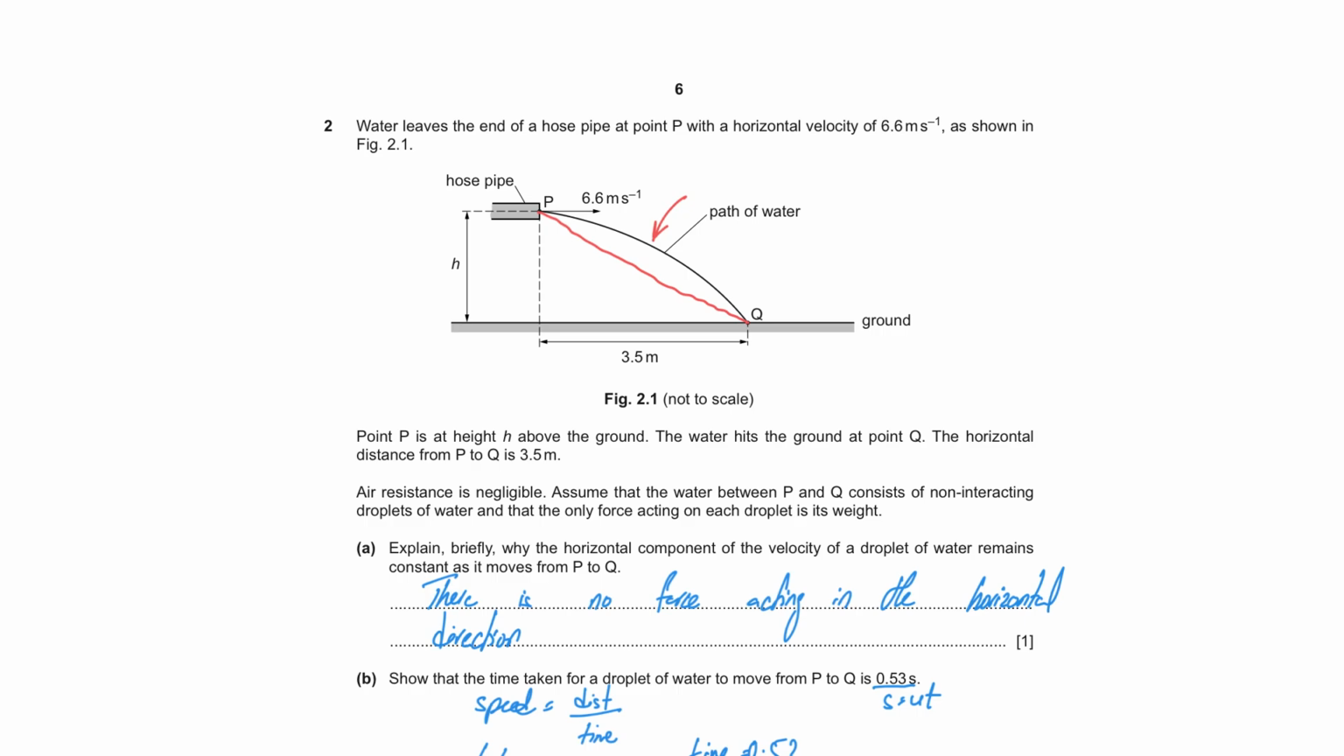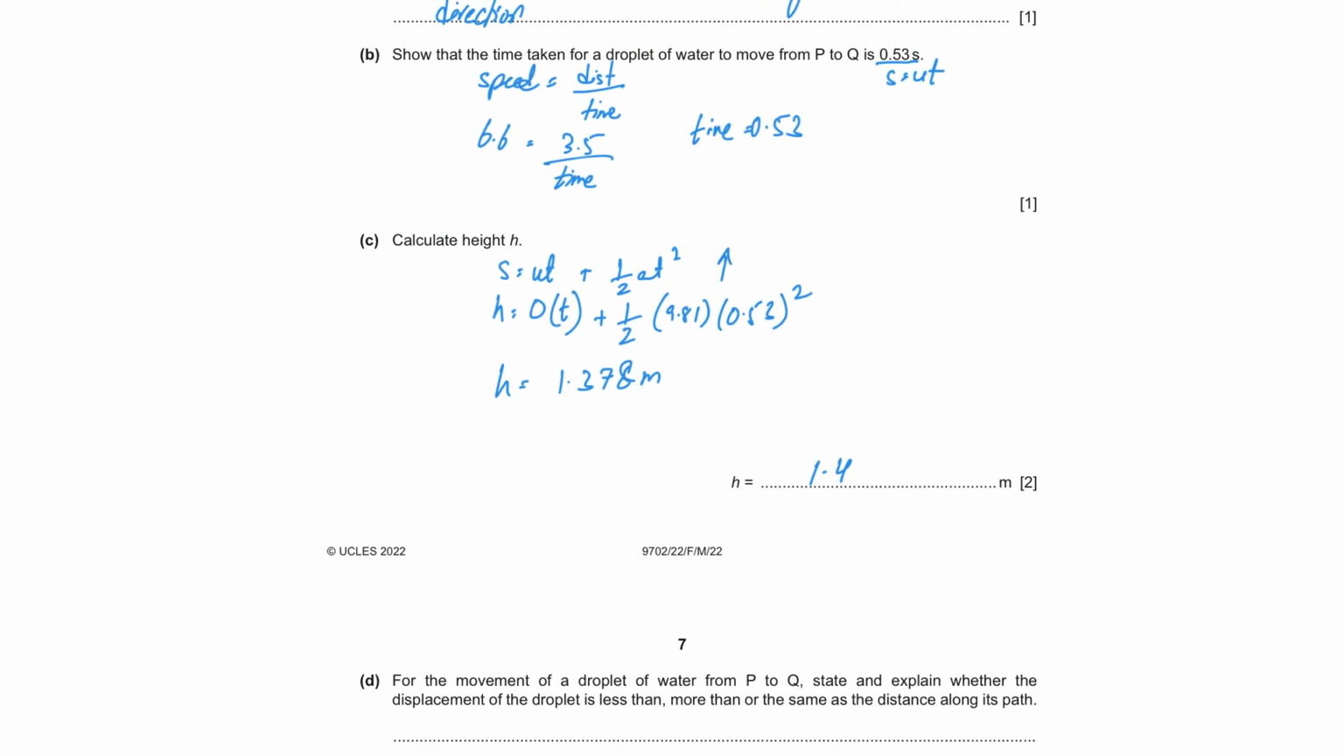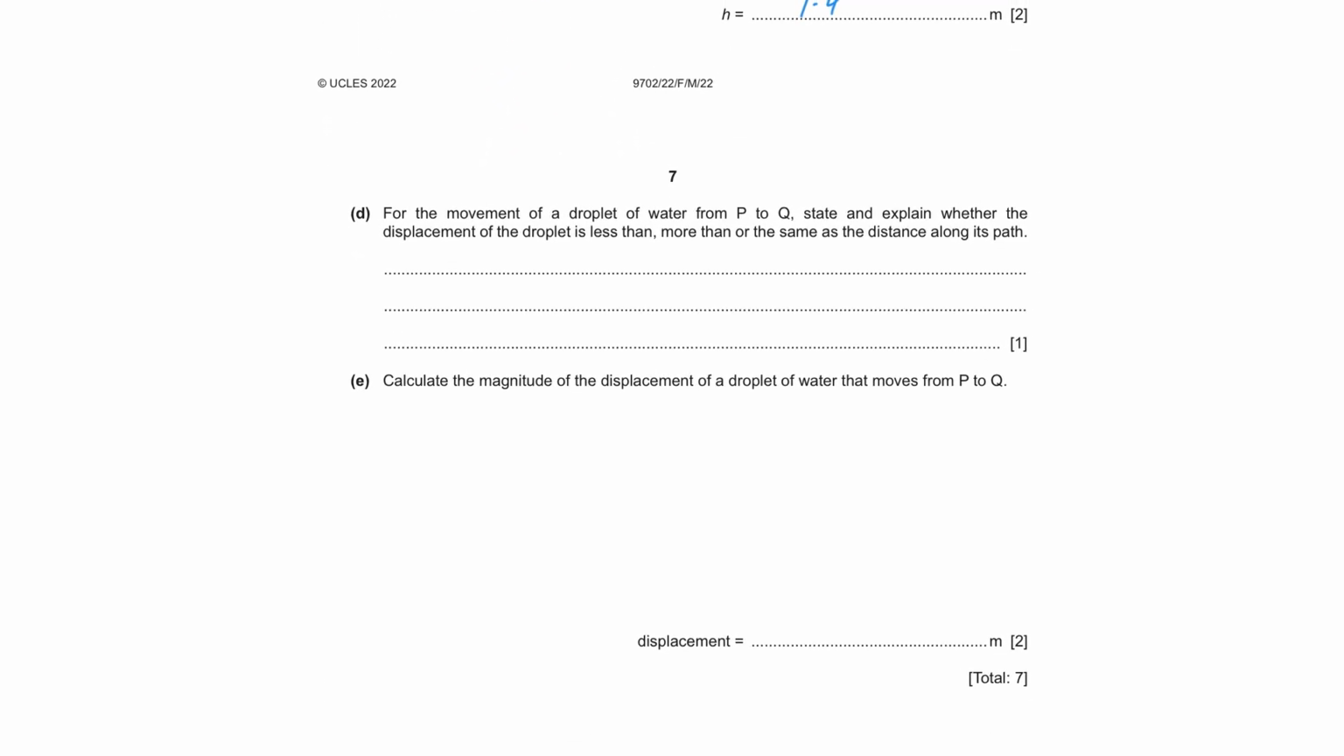So what do we write here? For part D, we say the displacement is less than the distance because it is in a straight line.